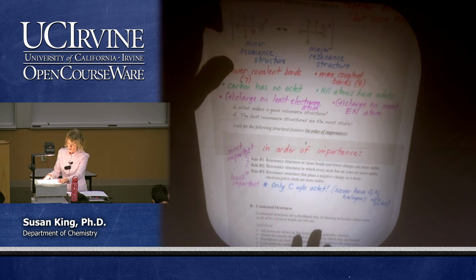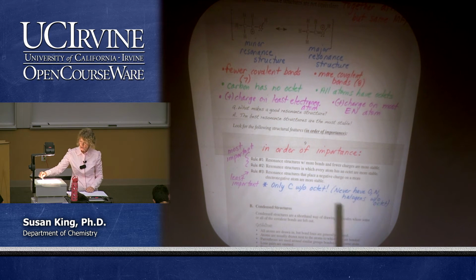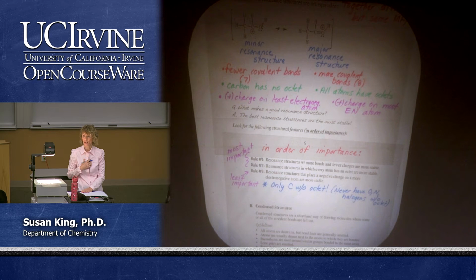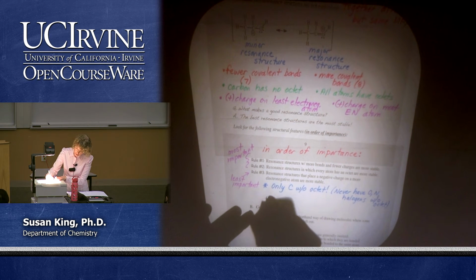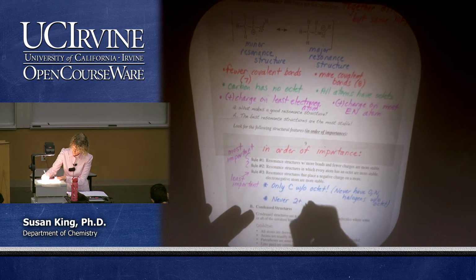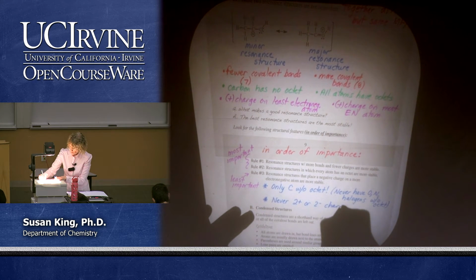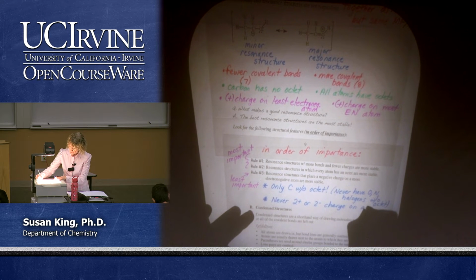Now, you might find some problems in Sapling where they have oxygen, nitrogen, or halogens without an octet. You will never see anything like that on any of my exams. Okay, so that's an additional rule. And never 2 plus or 2 minus charge on any atom.